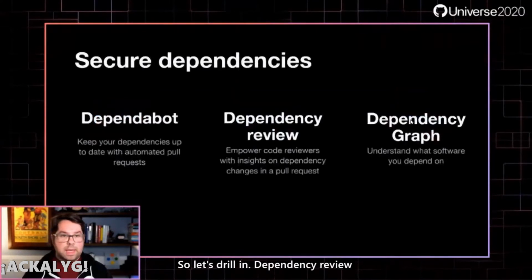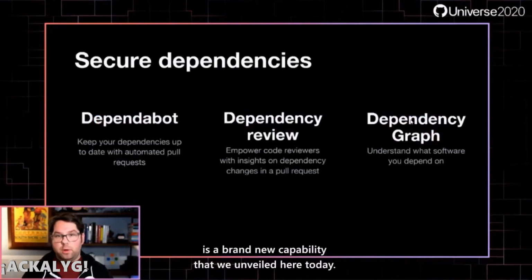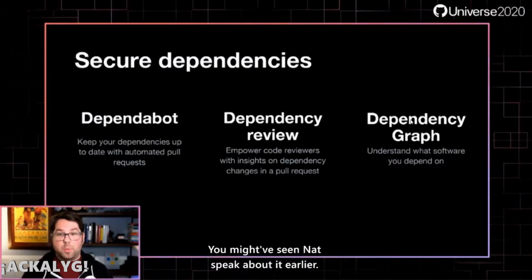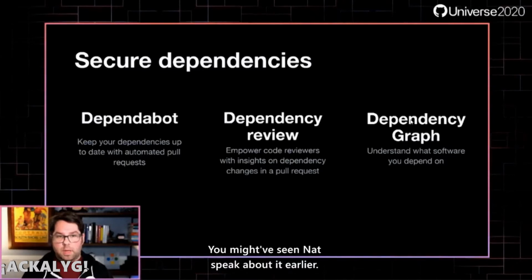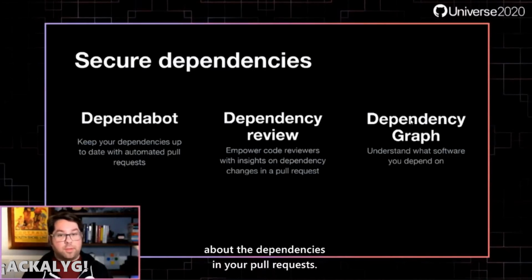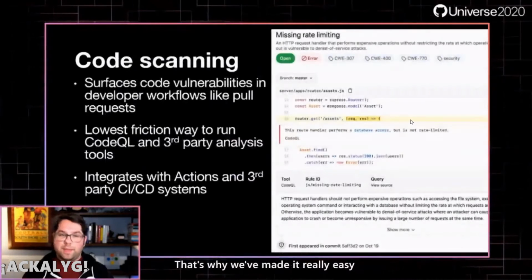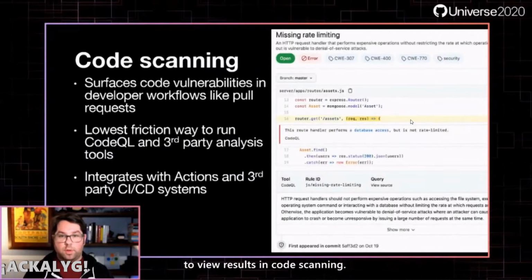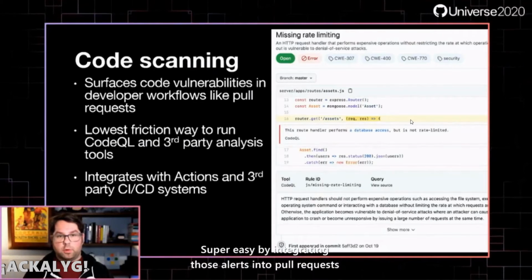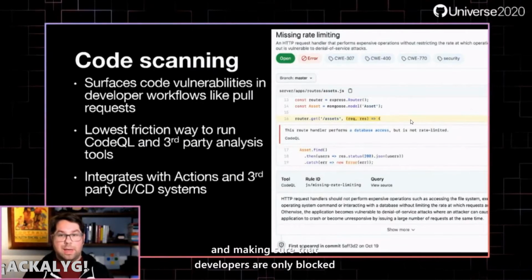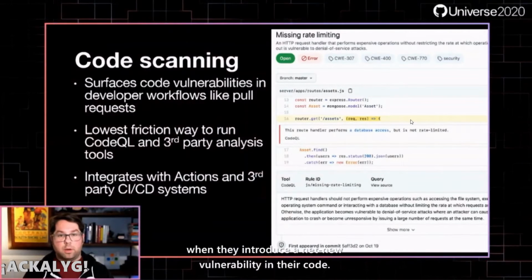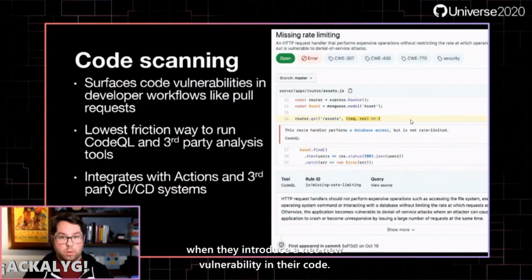So let's drill in. Dependency review is a brand new capability that we unveiled here today. You might have seen Nat speak about it earlier. This helps give code reviewers insights about the dependencies in your pull requests. That's why we've made it really easy to view results in code scanning, by integrating those alerts into pull requests and making sure the developers are only blocked when they introduce a net new vulnerability in their code.